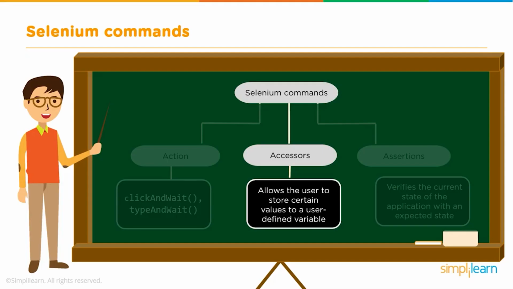Accessors. Accessors are the Selenium commands that examine the state of an application and store the results in a variable. So these are those commands which allow the user to store certain values into user defined variables. And these stored values can later be used either to create assertions or verification points. So let's see some of the store commands in action.